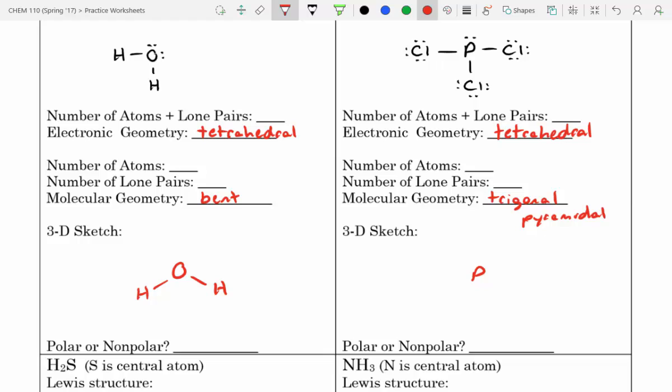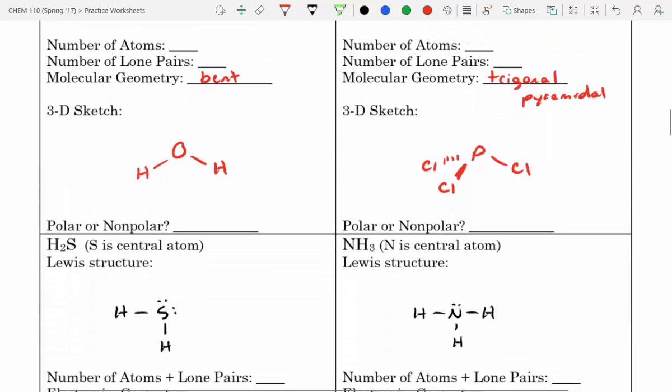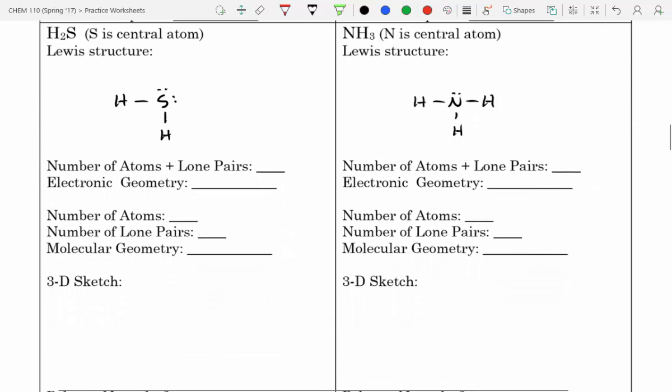So we've got phosphorus here. We've got one chlorine that's kind of sticking out here. One is closer to our eye, and one's kind of sticking back in a way. And we know we've got this lone pair kind of sticking up. So you can draw the lone pair if you want, but you don't have to. Okay. Are there any questions so far? Let's go on then. So H2S.